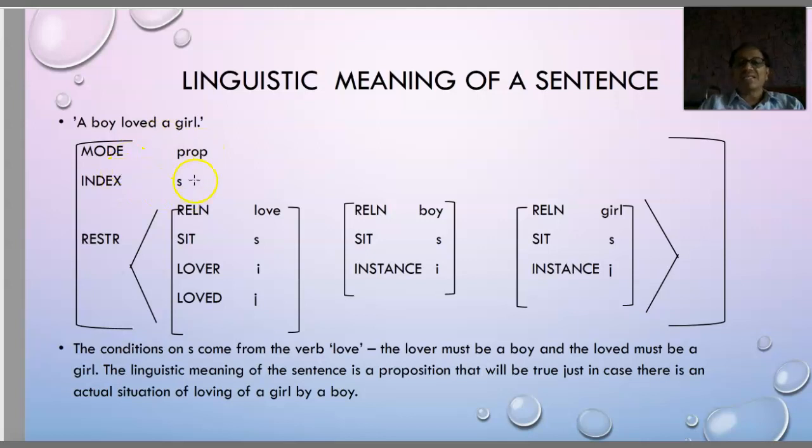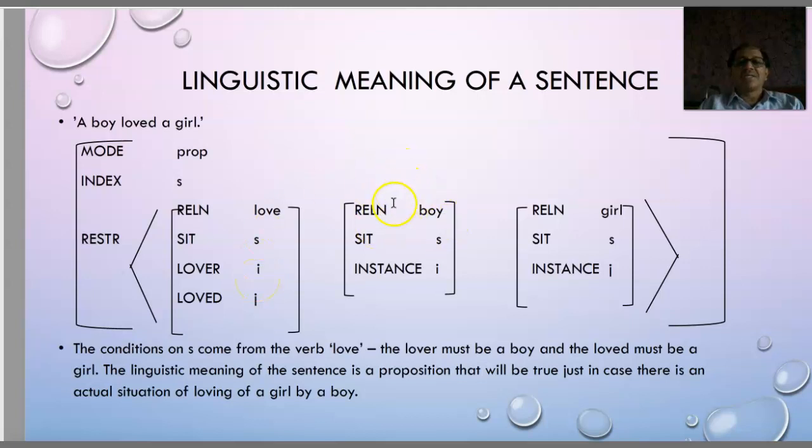And index, it has a situation. What is the situation? That situation is created by the verb love. So relation is love. The situation is S. And in that situation, two individuals, lover and loved. Lover is I, loved is J. So I loves J. It's a loving situation.